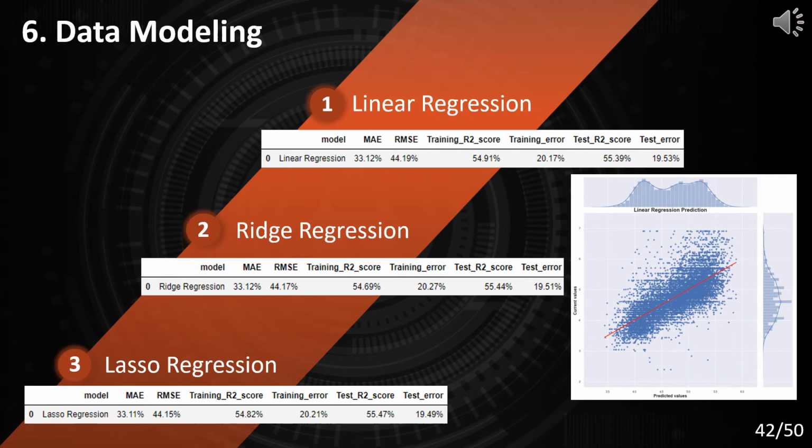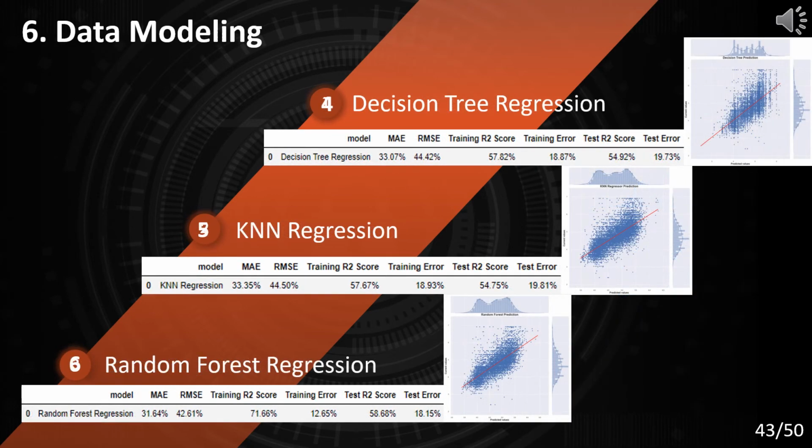The results of the linear regression model, ridge regression model and lasso regression model are almost identical. Their R-squared score ranges from 55.4% to 55.5%, and their test error is almost 19.5% for all three models. The R-squared score for the decision tree regression model is 54.9% and its test error reaches 19.7%. The R-squared score for the k-nearest neighbors regression model is 54.7% and its test error approaches 19.8%.